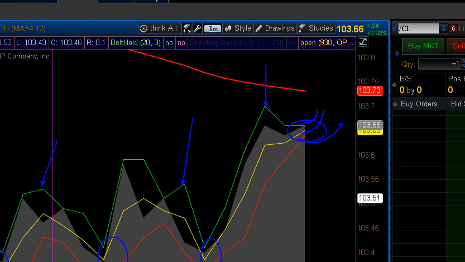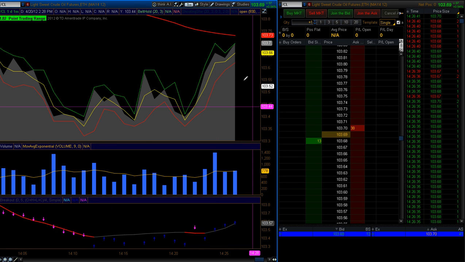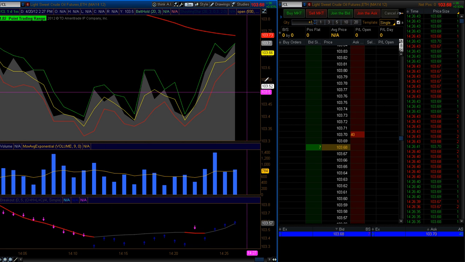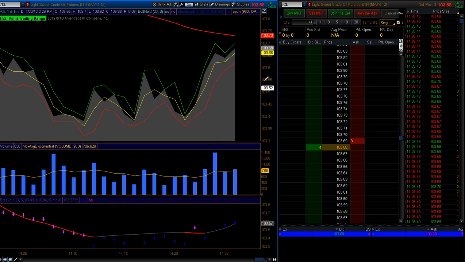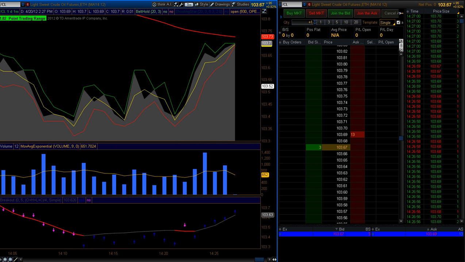So we have 4 minutes left till the close in the crude pit. Here you go. You're moving a little bit higher now. So we could probably take an order, try to get filled at 66. Alright, I put it out there at 67. And we just got filled.